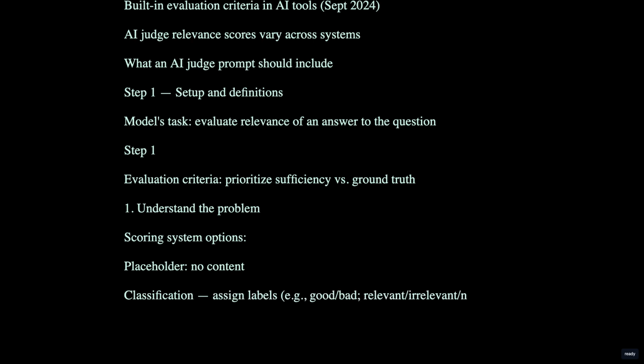Classification is the task of assigning each input to one of a fixed set of discrete labels. Common examples are binary labels like good versus bad or multi-class labels such as relevant, irrelevant, or neutral. Models learn these distinctions from labeled examples to support decisions and filtering.